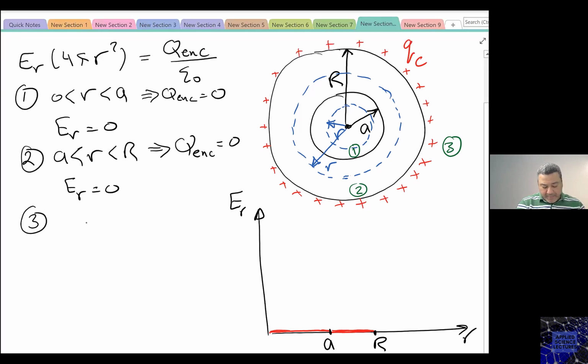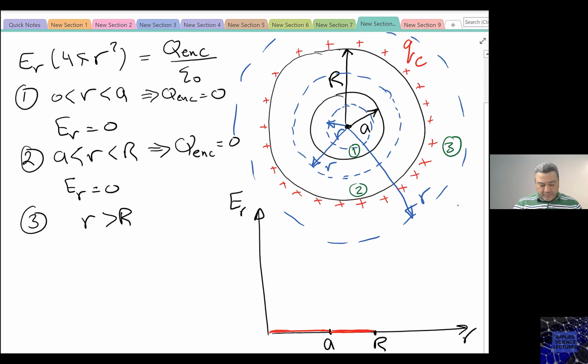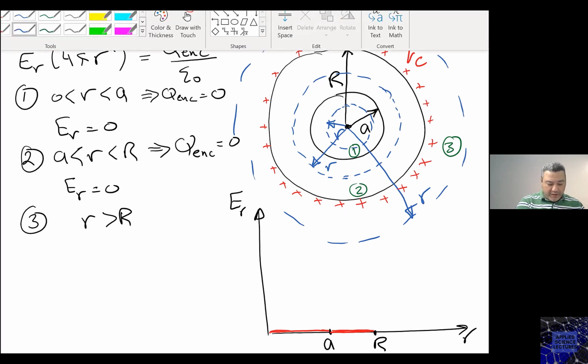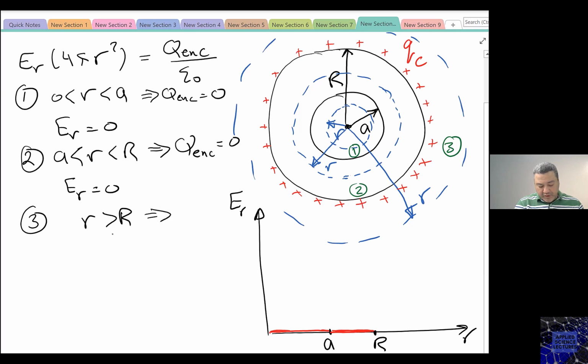Now the last region is region number 3. In this region we have r greater than capital R. This region goes from R to infinity. Let's draw this Gaussian surface. You can see this Gaussian surface has to be completely outside the spherical conductor, also with a radius of small letter r. However, here if we put the expression for Gauss's law, I can see that my Q enclosed is now enclosing QC.